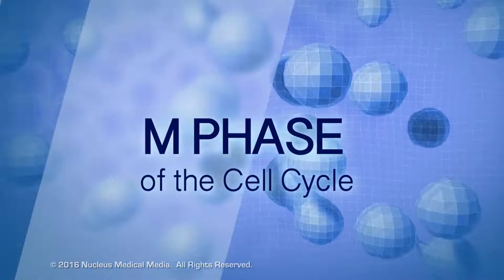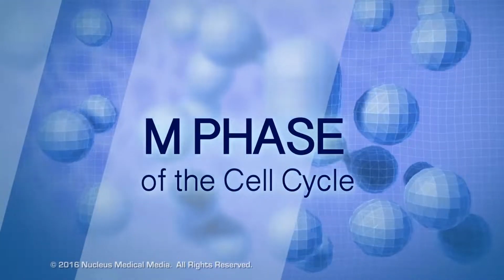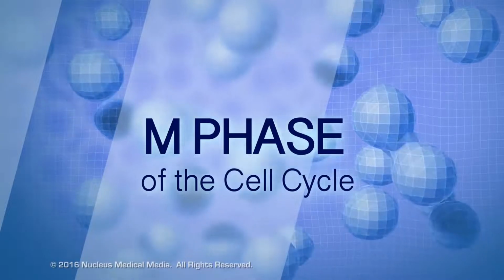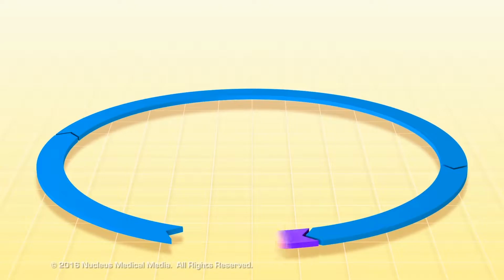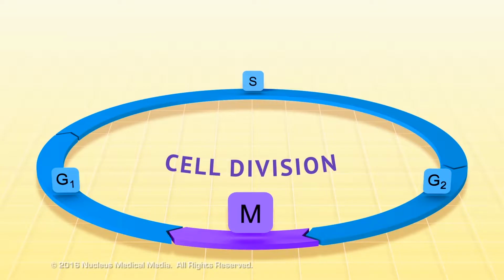In this lesson, we'll be exploring the M phase of the cell cycle, including mitosis and cytokinesis. Let's do a quick review of the cell cycle to see where they fit in. The G1, S, and G2 phases make up interphase. And the M phase represents cell division.